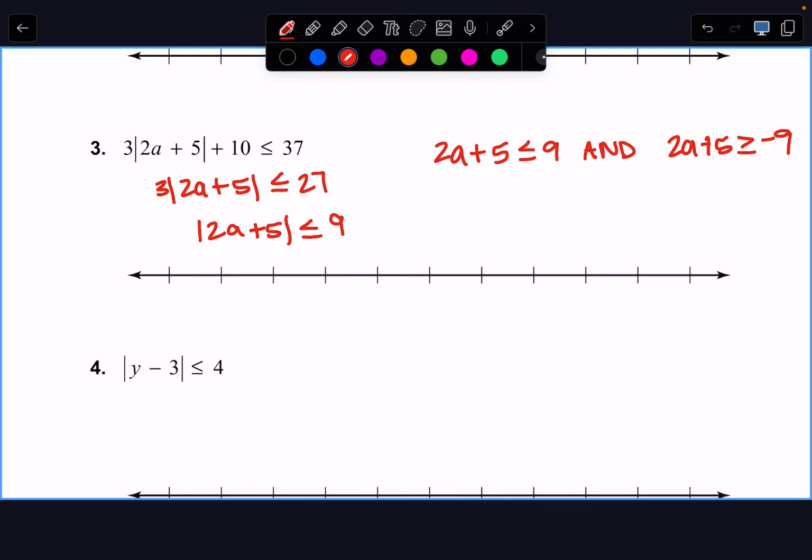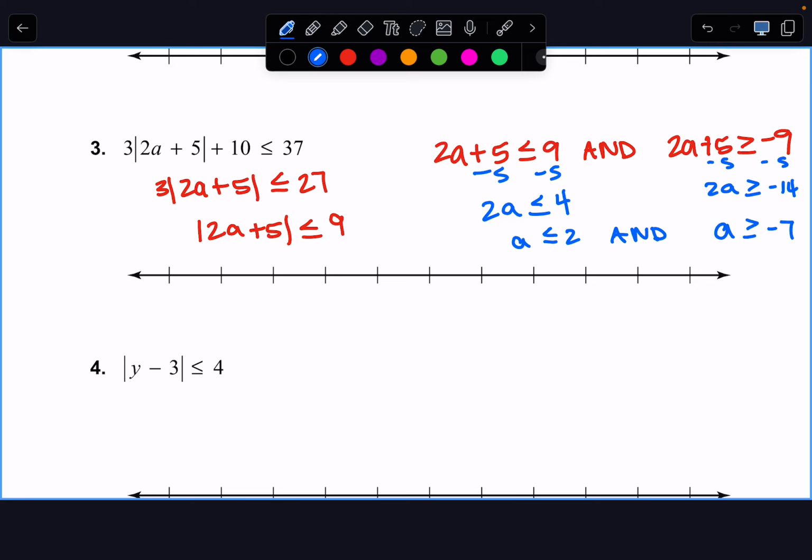Do you agree? Okay. So when we do the algebra here, we have 2a is less than or equal to 4, which means a is less than or equal to 2. And, let's see, a is greater than or equal to negative 7? Yeah. Like that? Yep. Yeah. Okay.